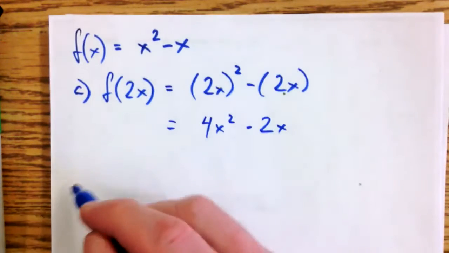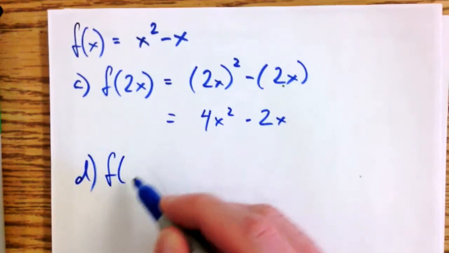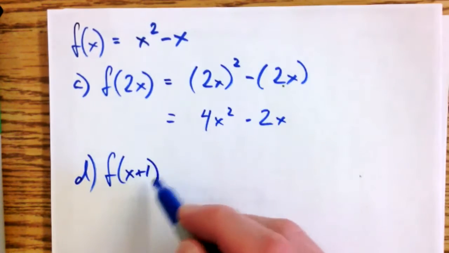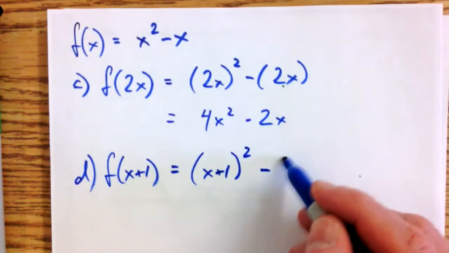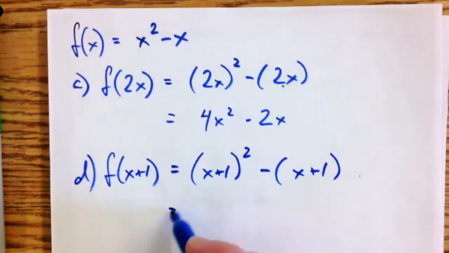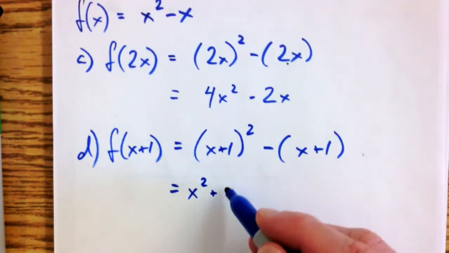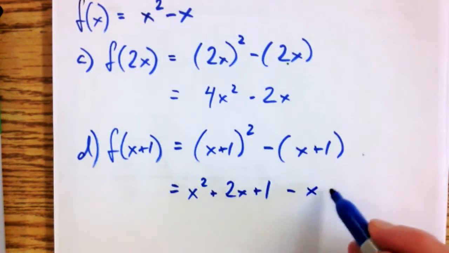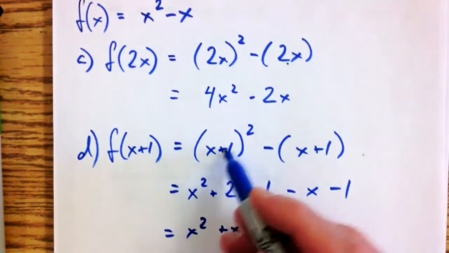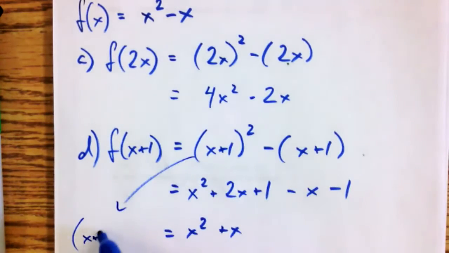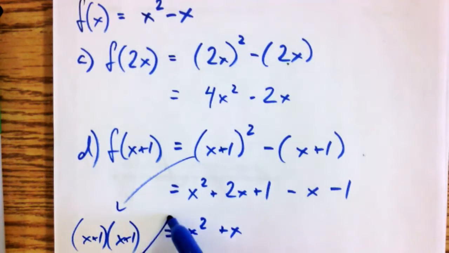Jumping to D, which makes it harder, but this is f of x plus 1. So all you're doing is putting x plus 1 in for every x. So now it's x plus 1 squared minus x plus 1, which is x squared plus 2x plus 1 minus x minus 1, x squared plus x. That's what you're left with. I did that super quick, but this isn't just x squared and then 1 squared. This thing here is x plus 1 times x plus 1, which doesn't equal this. It's a separate animal.